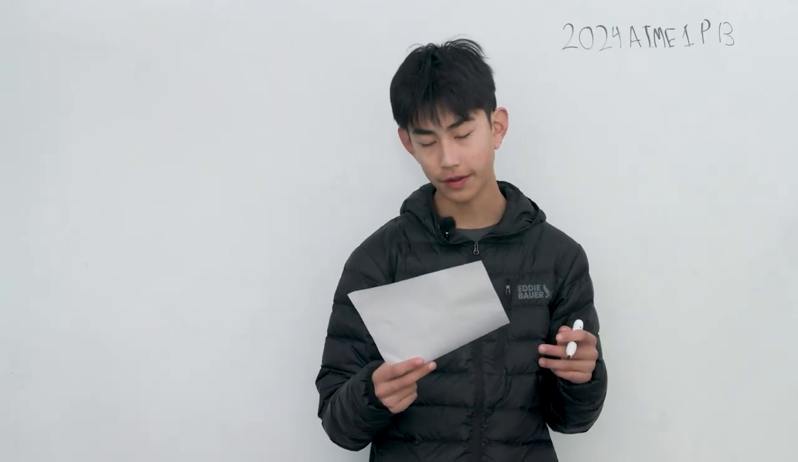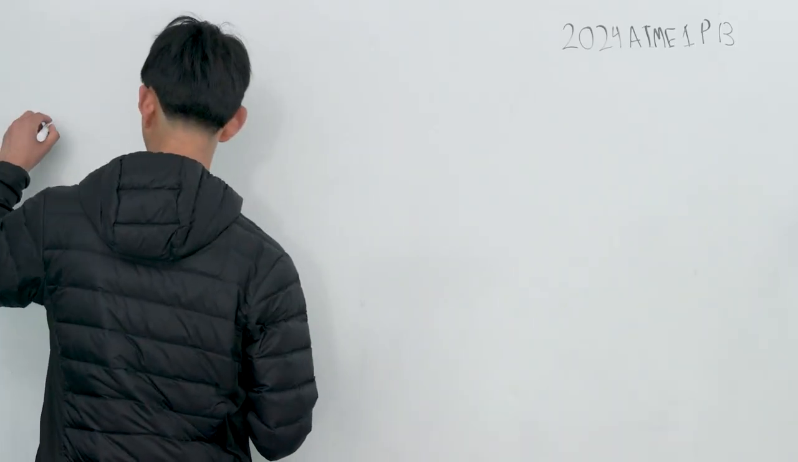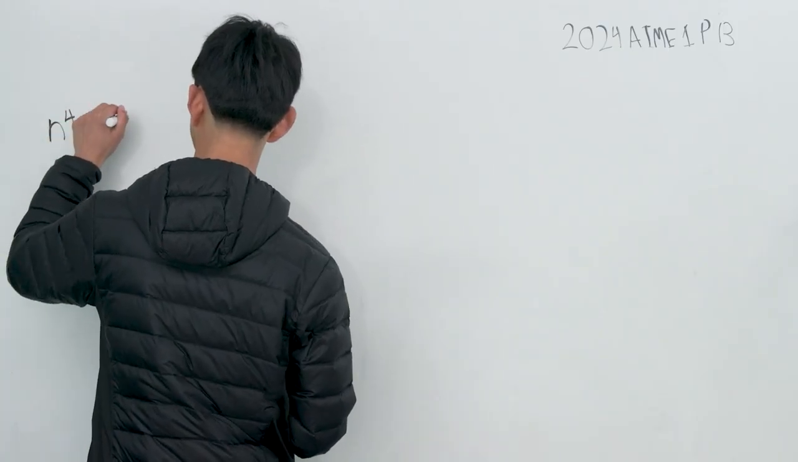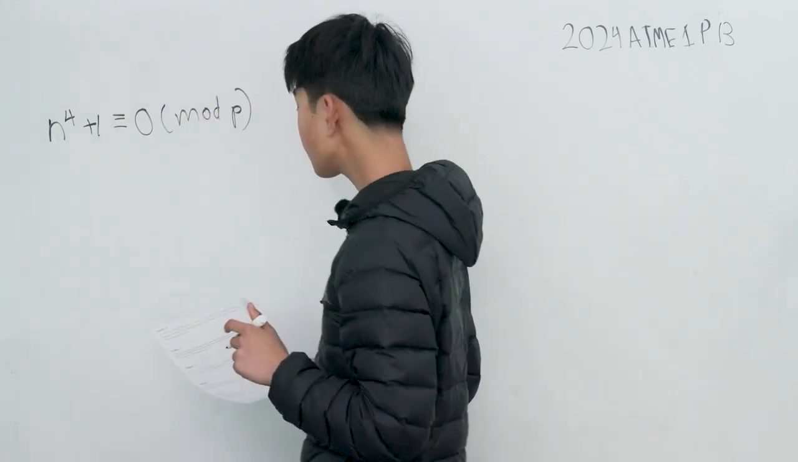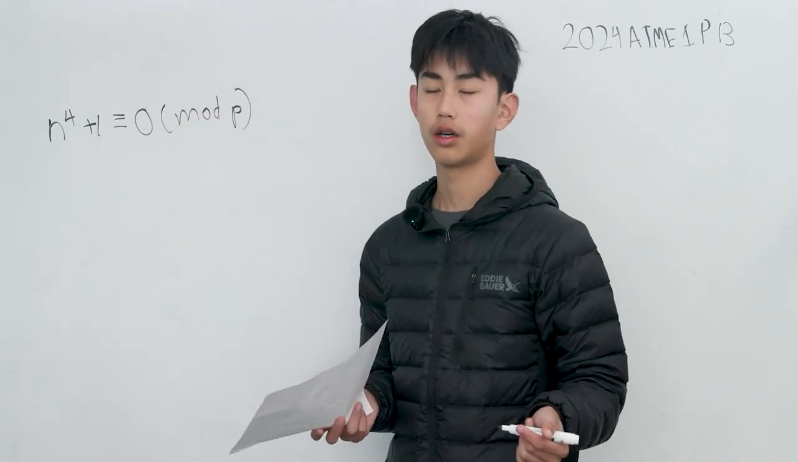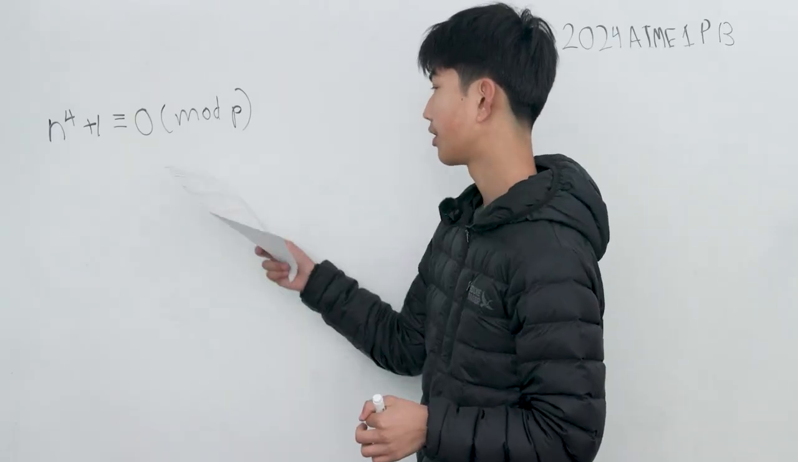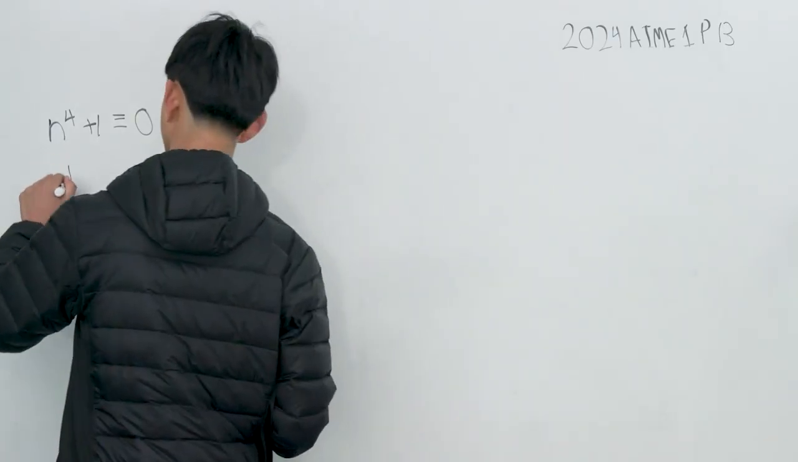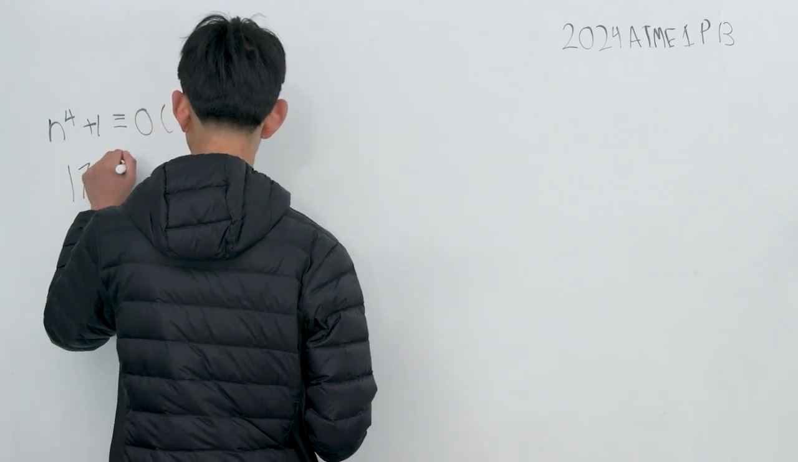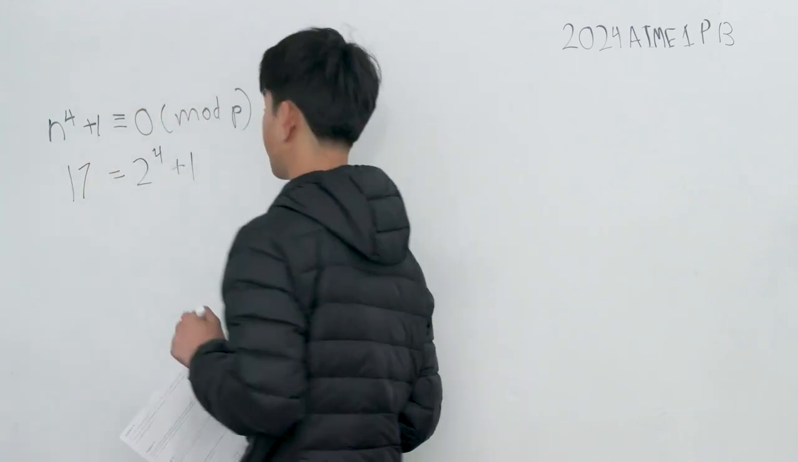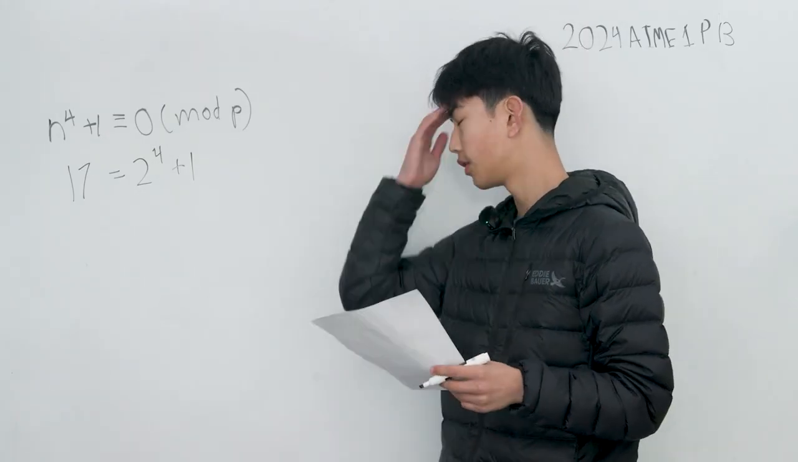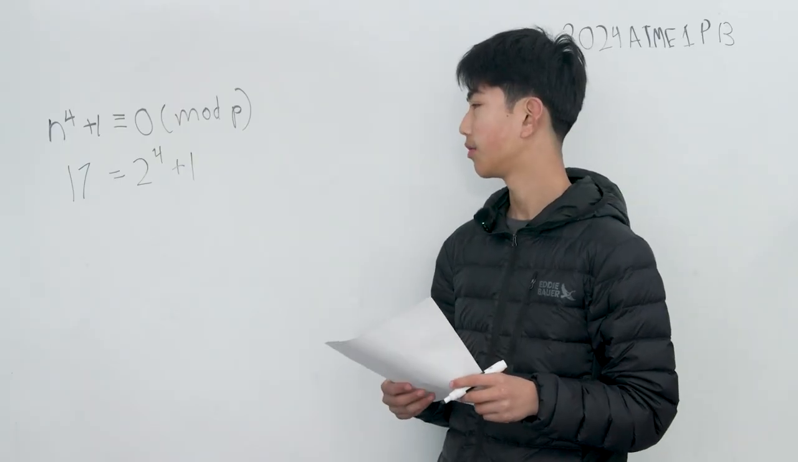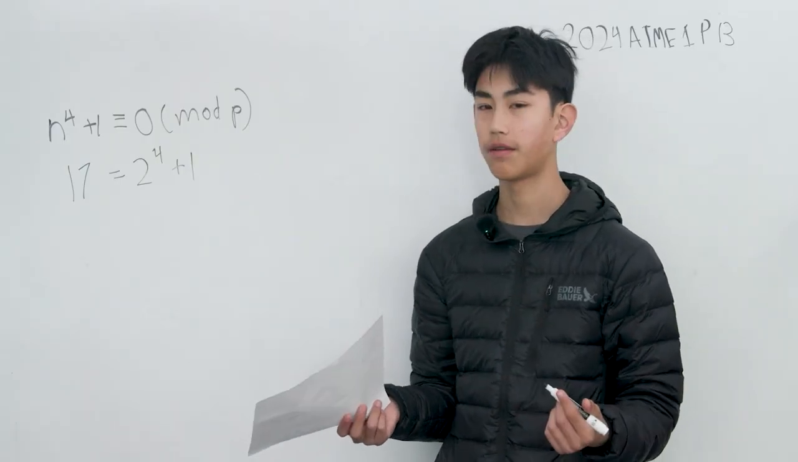So if n to the power of 4 plus 1 is divisible by p squared, we can say that n to the power of 4 plus 1 is congruent to 0 mod p. Now we see here that the lowest number that can satisfy this is 17, because 17 equals 2 to the power of 4 plus 1. We can then call g a divisor of 17 squared.